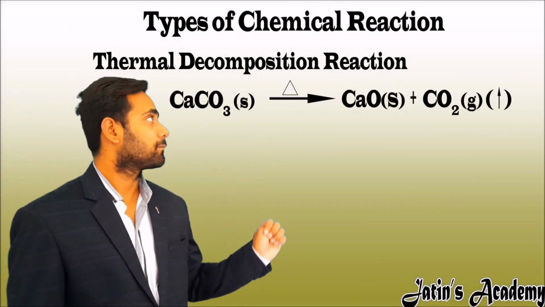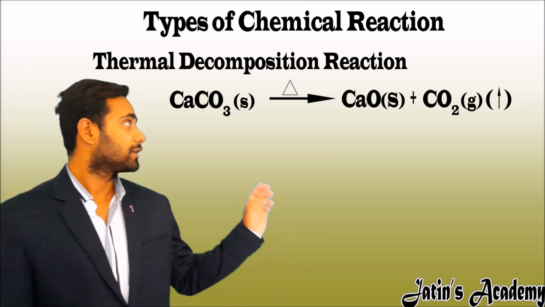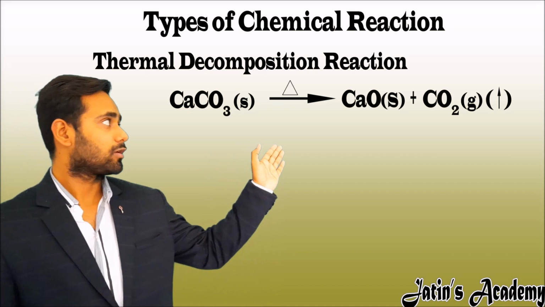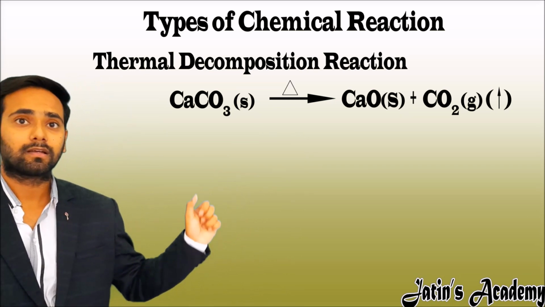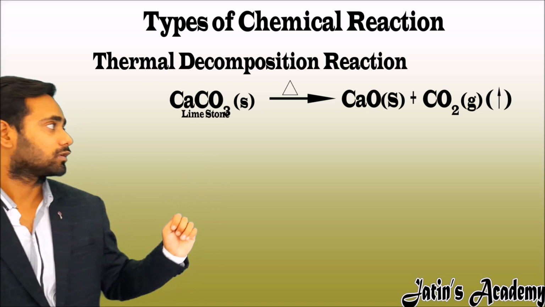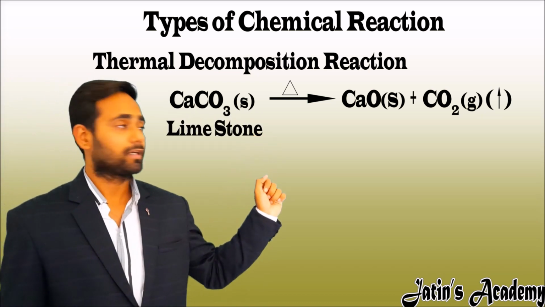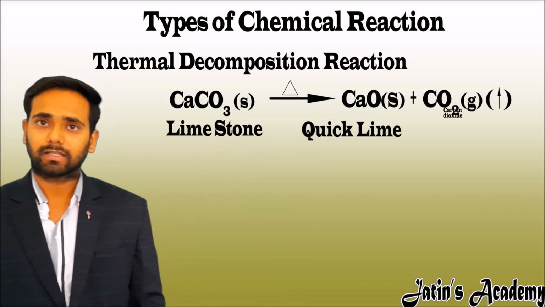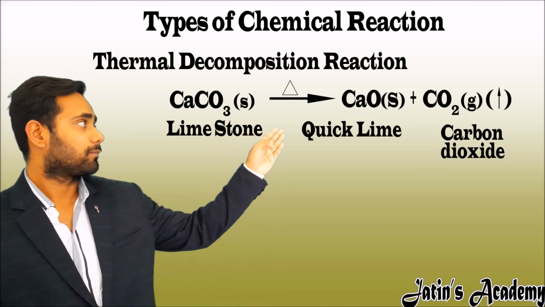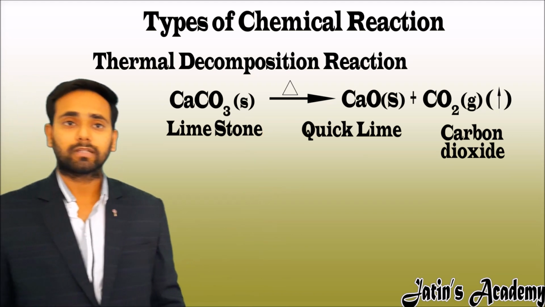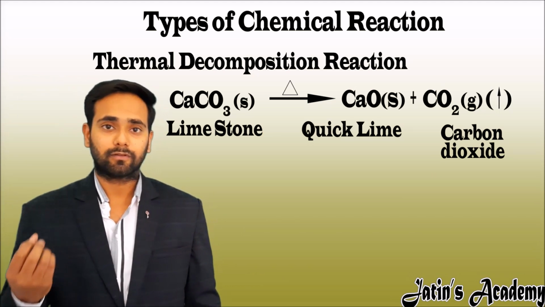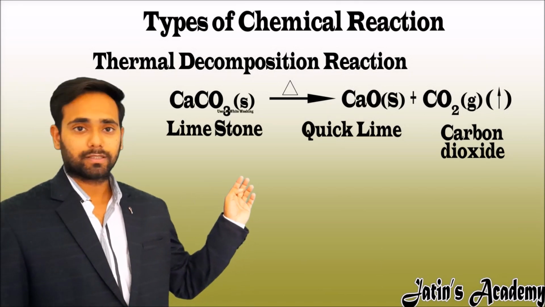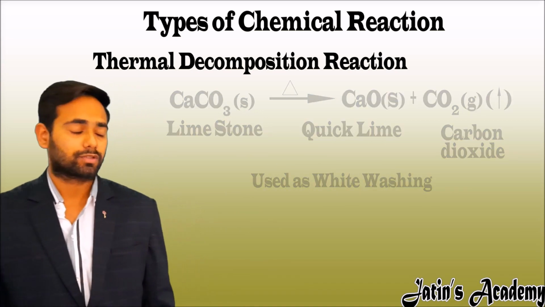Here is the first example of thermal decomposition. When calcium carbonate is heated, it gives calcium oxide and carbon dioxide gas. Calcium carbonate is also called limestone. Calcium oxide is also called lime or quicklime, and carbon dioxide, we all know, is in the gaseous form. The upward arrow on the carbon dioxide shows that the carbon dioxide is released from the reaction and goes outside. This calcium oxide is used in our homes for whitewashing.